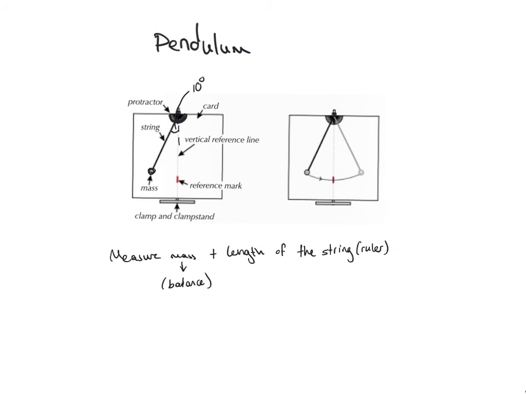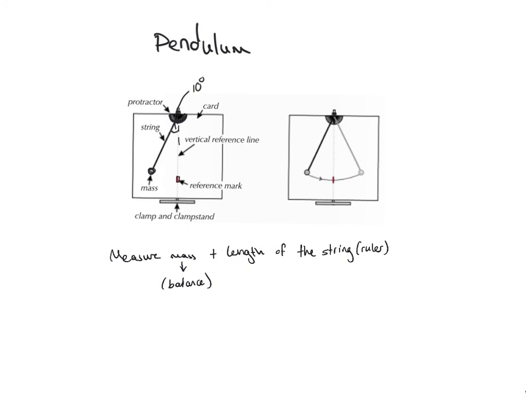And you release the mass. You make sure you position your eye with the reference mark on the card, and then you start the stopwatch when the mass passes in front of it. So as soon as you let it go and you see the mass passing the reference mark, you start the stopwatch. Then you record the time when the mass passes the mark again, when it's moving from the same direction, so after it completed an oscillation.